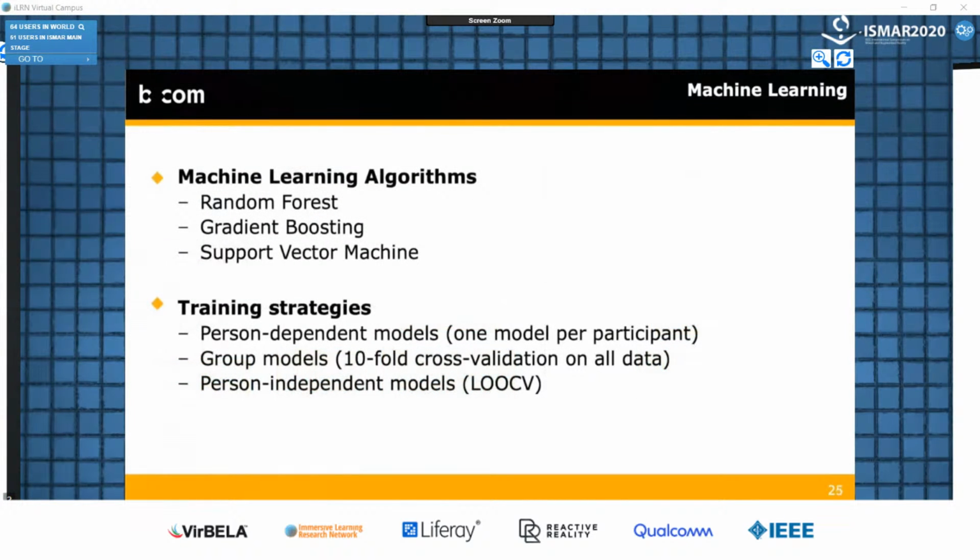Several machine learning algorithms have been evaluated, but random forest always provided the best results on our dataset, as in previous research with physiological data. So only results with this algorithm will be presented.